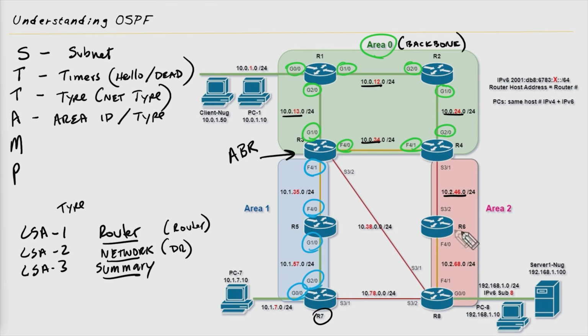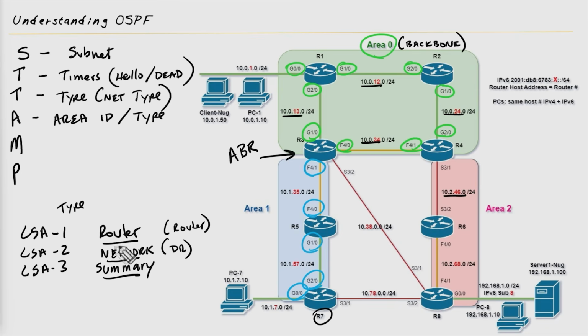So for example, the LSA type 1s from R6 are never going to be advertised here in area 1 because it's a completely different area. And that frees up CPU and resources on R5 and other routers in this area because they don't have to process it or look at that information. Same thing about the DRs coming from a different area.